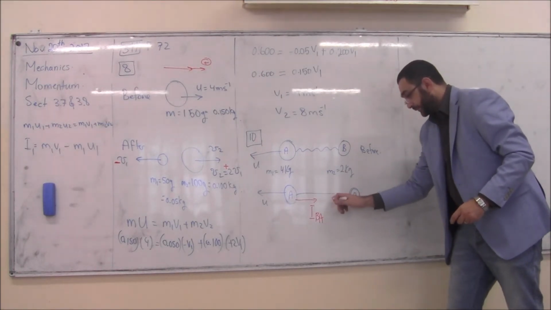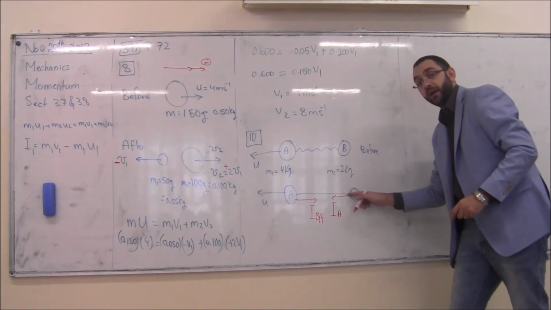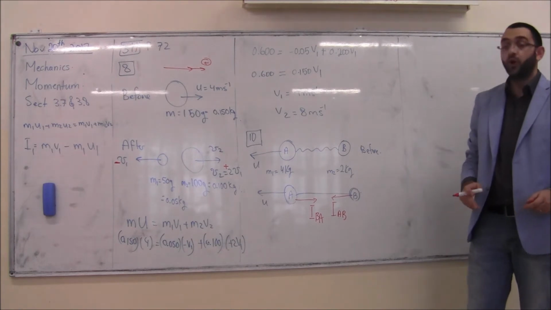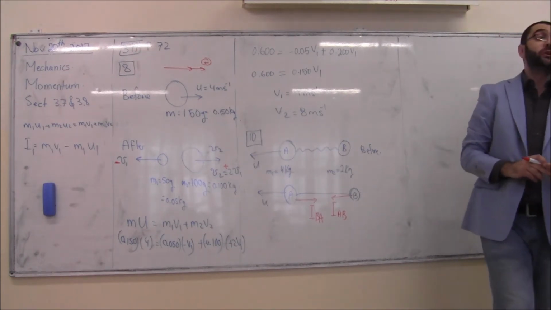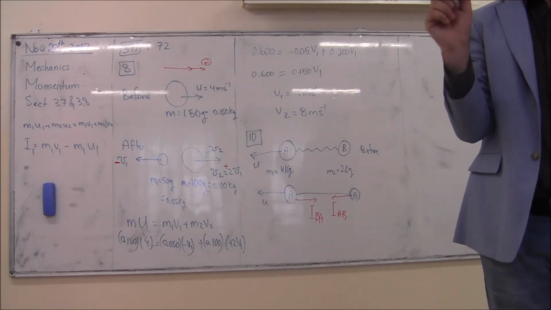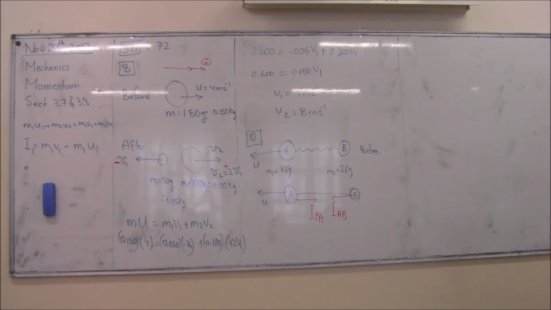While A pulls B in this direction. This is A on B. Why do we have to determine this? Because we have to determine the sign, positive or negative, for the impulse too. Okay, let's now answer the question.